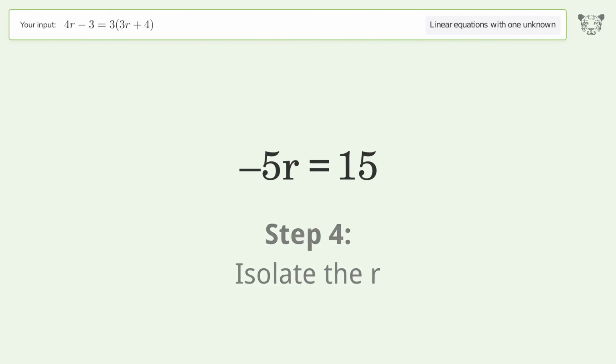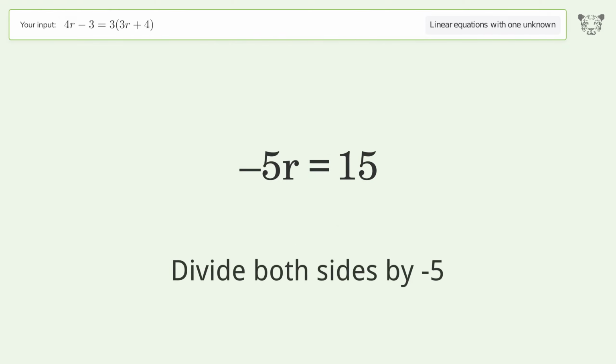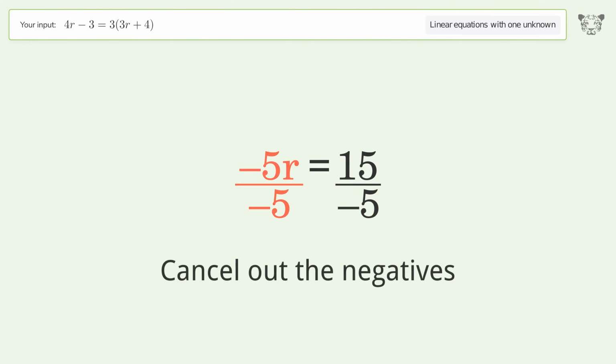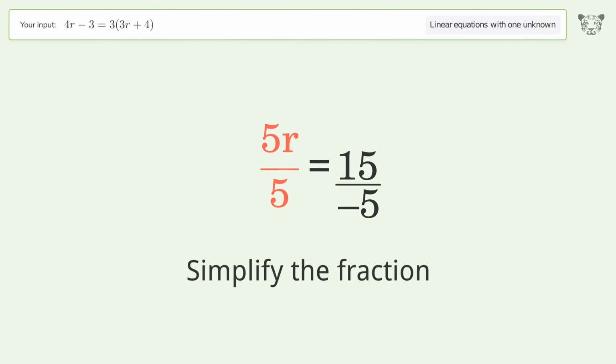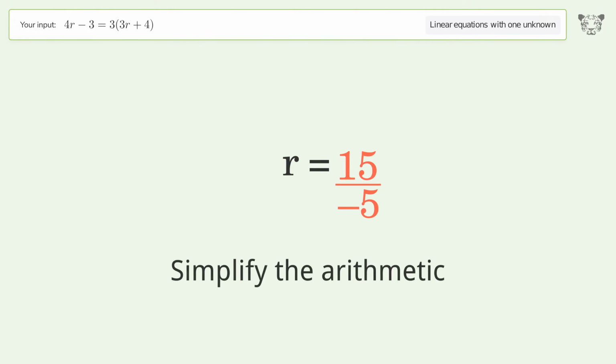Isolate the r. Divide both sides by -5. Cancel out the negatives. Simplify the fraction. Simplify the arithmetic.